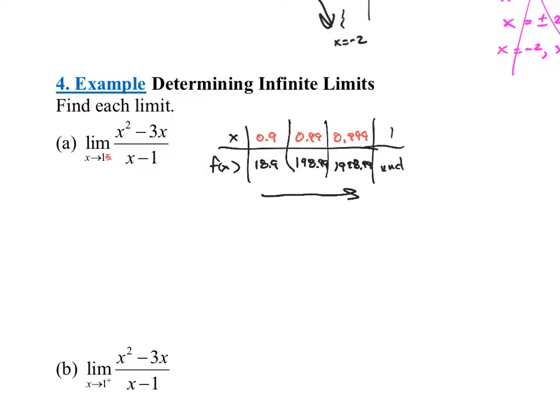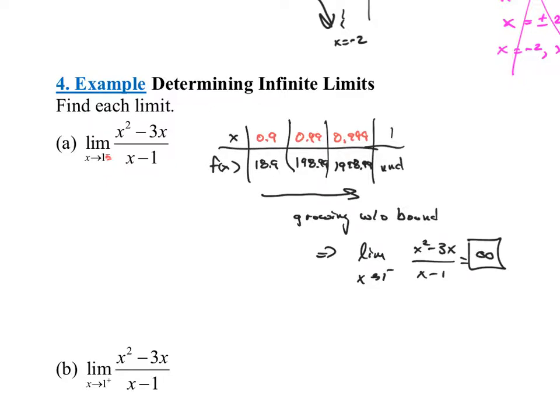What I want you to notice, though, is what happens as I go to the right. So 18.9 to roughly 19, to roughly 200, to roughly 2,000. That number is getting bigger and bigger, so it's growing without bound, or increasing without bound. And that tells you that the limit as x approaches 1 from the left of x squared minus 3x all over x minus 1 equals infinity. It grows without bound; that number gets closer and closer to infinity.